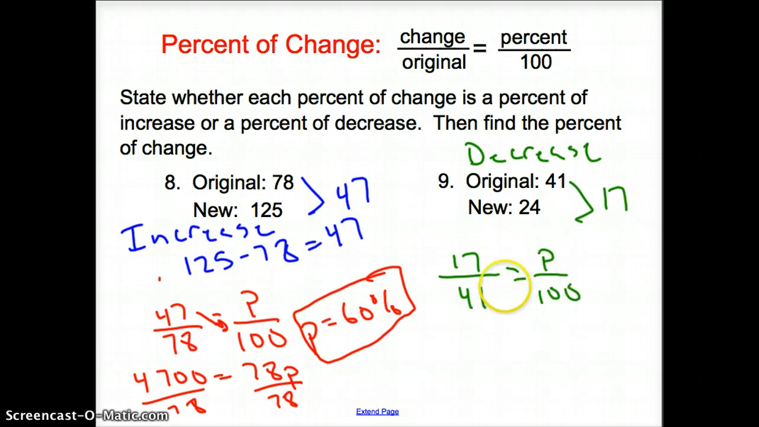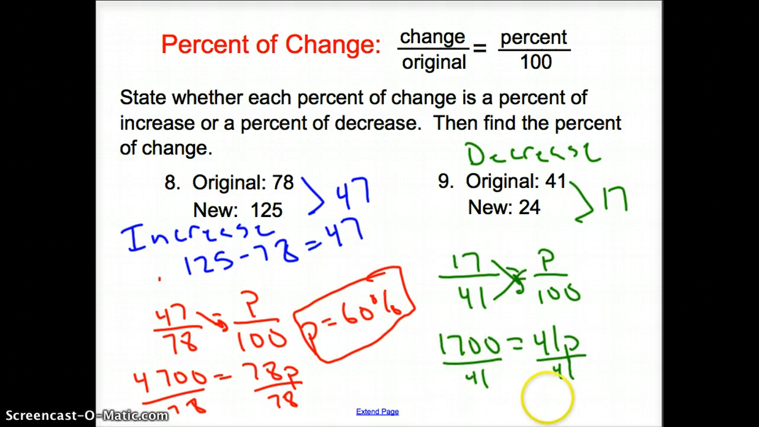Now what do we have to do? Hopefully you said cross multiply, so let's go ahead and cross multiply, where you get 1,700 equals 41p. We have to divide by 41. So now P equals roughly 41.4%. The answers that they give you from this proportion is going to be a percent. And so now on number 9, we had a 41.4% decrease.